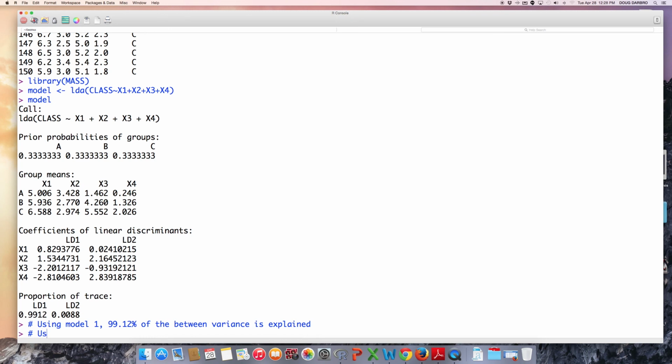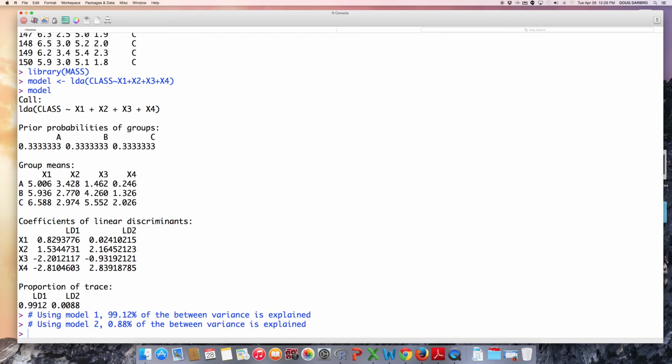Second thing, using model 2, only 0.88% of the between variance is explained. Now guys, let me explain to you what I mean by between variance.